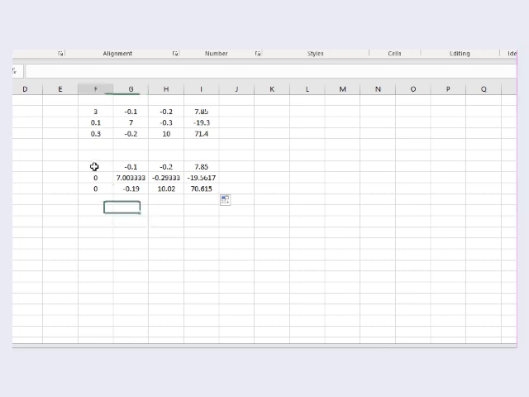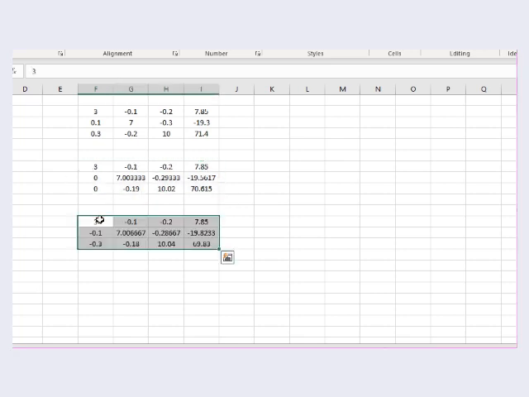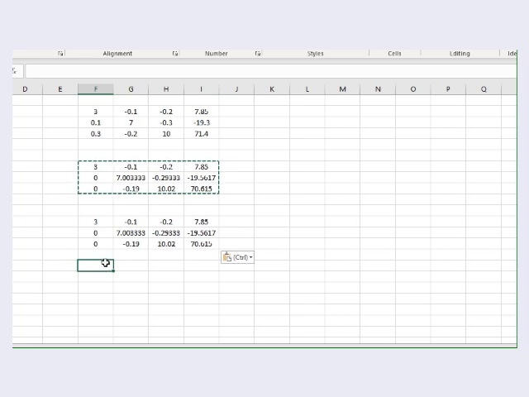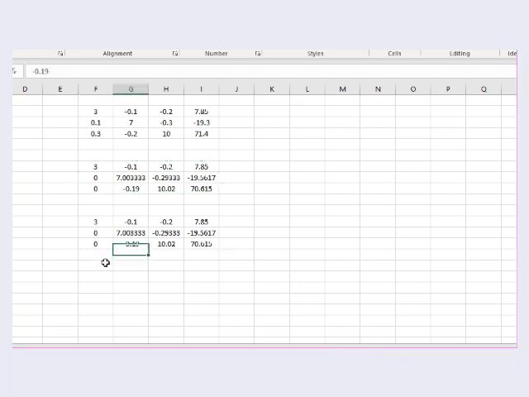Now this is my matrix after getting rid of the values here. Sorry, I'll copy it and I'll say paste values only. Now I need to get a 0 here. Now we are done with the first column.